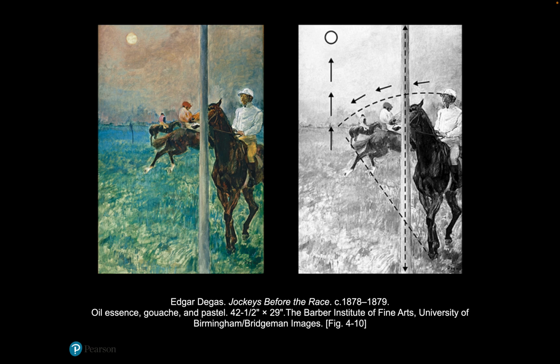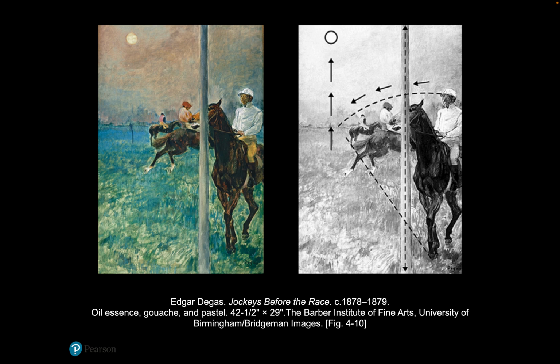By Edgar Degas, Jockeys Before the Race, right? This is an extreme case of dynamic balancing. The center of gravity is seen on the right, which is this fence post or pole of some kind. The first thing you probably look at is the horse and the rider on the far right, as they're the closest to the viewer and the largest.